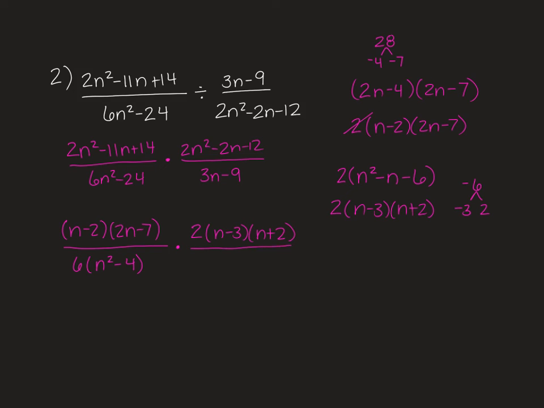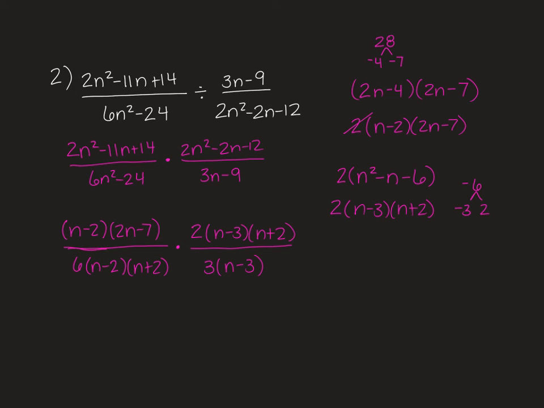And then last but not least, that denominator, we can factor out a 3. That leaves us with n minus 3. So we can factor that n squared minus 4 just a little bit more. It's a difference of squares. So this will be n minus 2 and n plus 2. Okay, now I have everything factored.